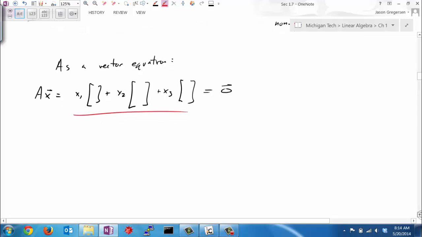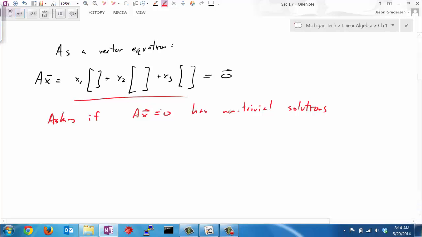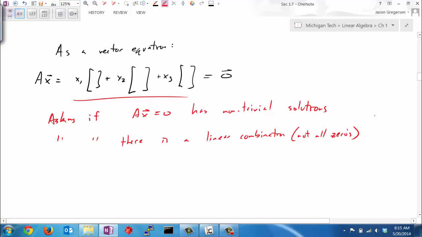And so if we take our last question here, are there non-trivial solutions, and frame it in terms of the vector equation, we can see that asking if AX equals 0 has non-trivial solutions is really the same thing as asking, is there a linear combination where that x1, x2, x3 are not all 0 that's going to get me to 0? It's the same thing as asking if there is a linear combination, not all zeros, where I can take a linear combination of those vectors to get to 0. I mean, clearly we can see that x1 equals 0, x2 equals 0, x3 equals 0 will work here. The question is, are there non-zero ones?